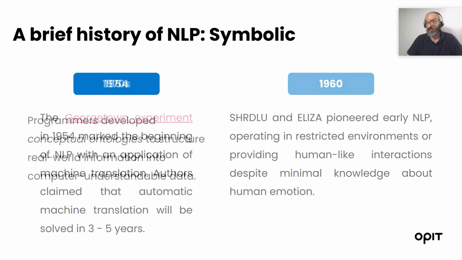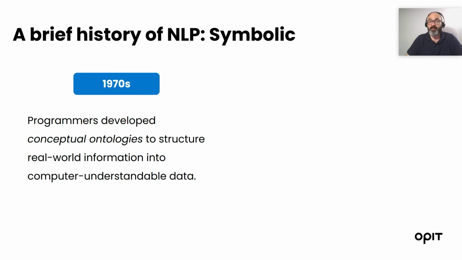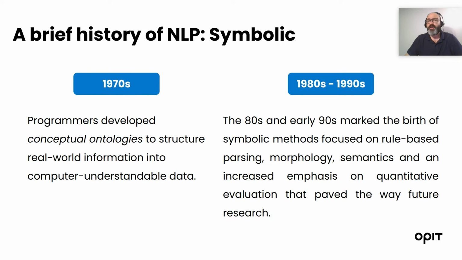about human emotion. During the 70s, programmers started developing conceptual ontologies to structure real-world information into computer-understandable data, and during the 80s and early 90s, this age marked the birth of symbolic methods focused on rule-based approaches, mostly for parsing, creating the morphologies, and understanding the semantics, with an increased emphasis on quantitative evaluation that paved the way for modern research.